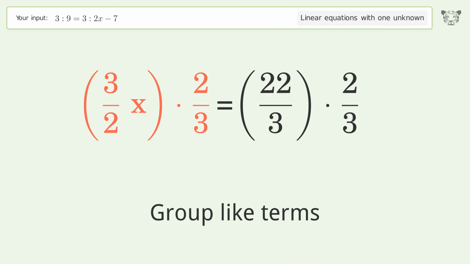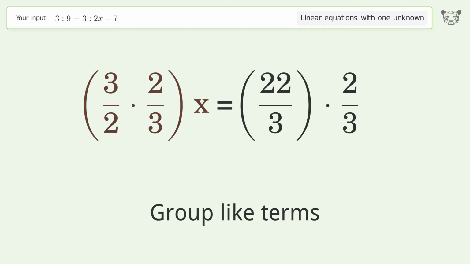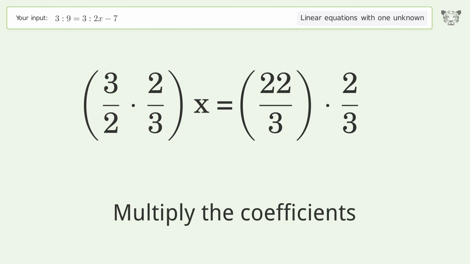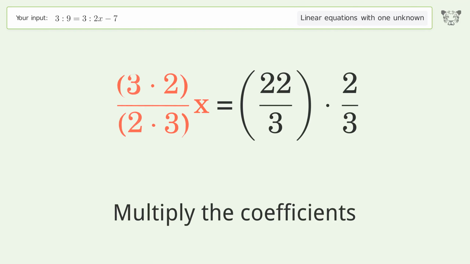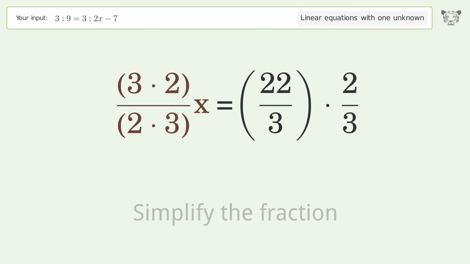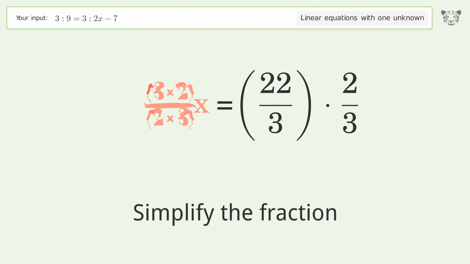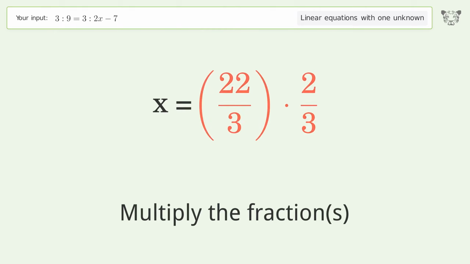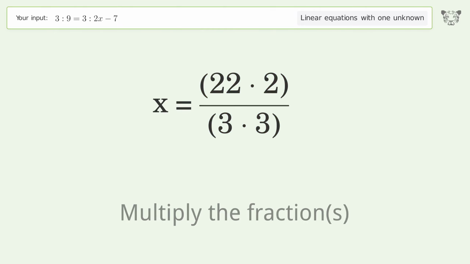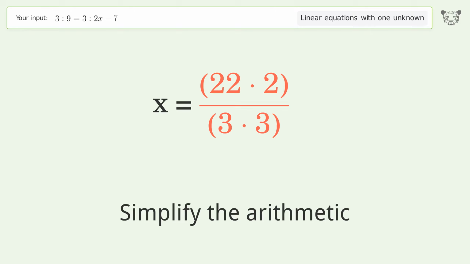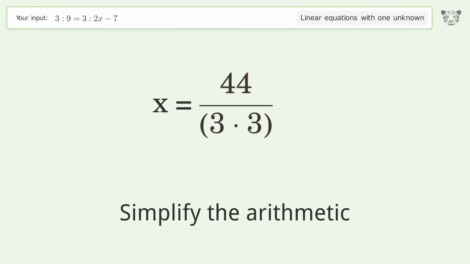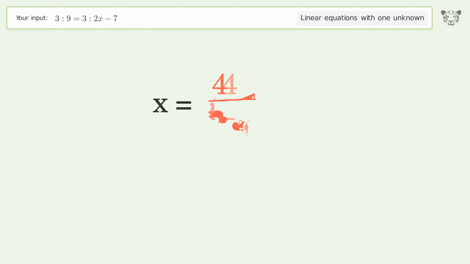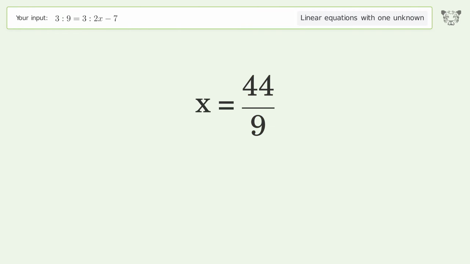Group like terms. Multiply the coefficients. Simplify the fraction. Multiply the fractions. Simplify the arithmetic. And so the final result is x equals 44/9.